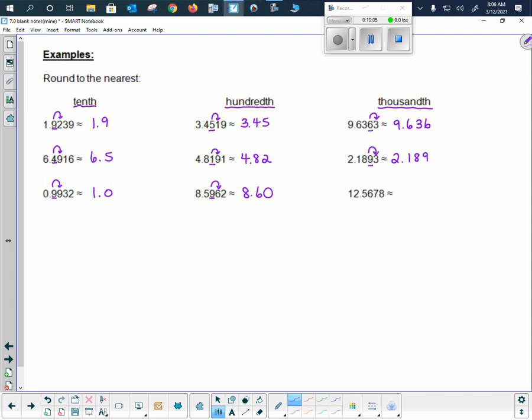Okay, last one. The 7 is in the thousand spot. Looking at the 8, are we leaving it 567 or changing it to 568? Round up to 568, so 12.568. All right, that's what you need.